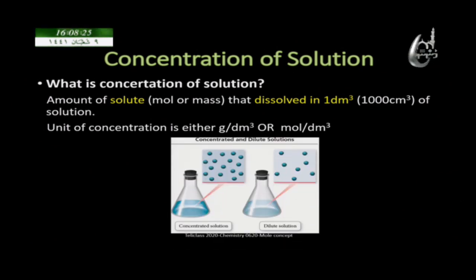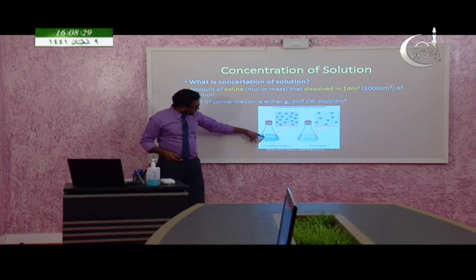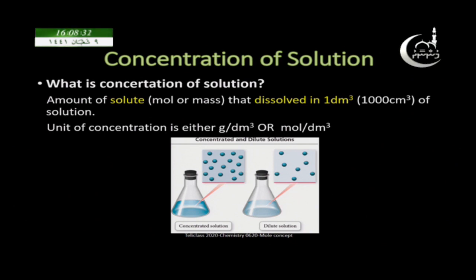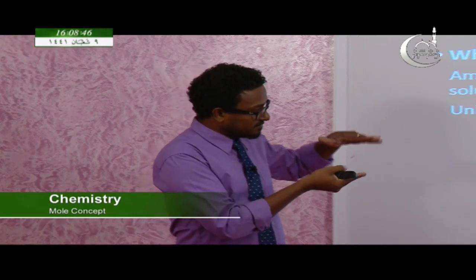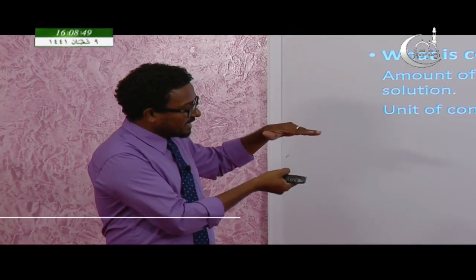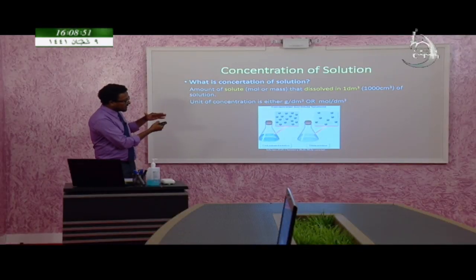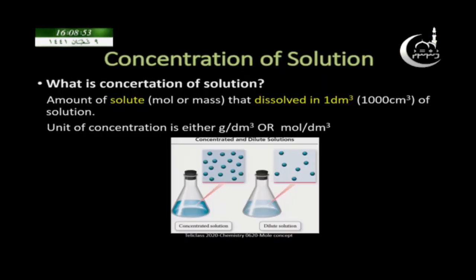For example, you can see from the diagram here, this is the volume. It is almost the same volume, right? But this one is more concentrated because it has more particles in a given volume, and the other one is a dilute solution because it has fewer particles in a given volume. We have to always compare the volume and the number of particles. If the same volume is given, and there are more solute particles, it is more concentrated. And in the same volume, if there are fewer particles, we can say it is dilute.